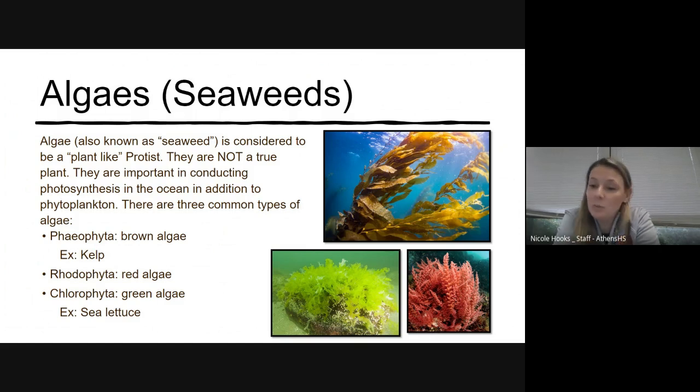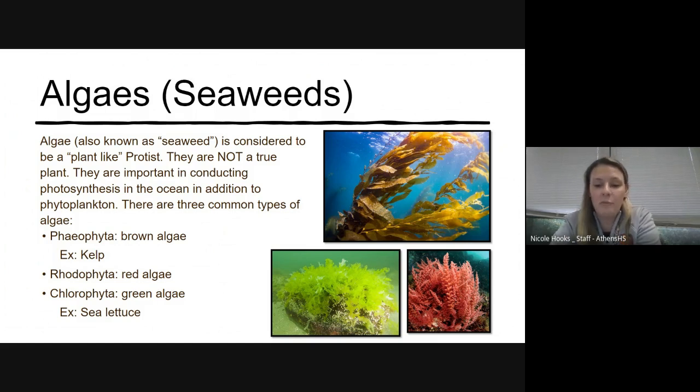There are three types. You will have to know those three types: Phaeophyta, Rhodophyta, and Chlorophyta. So Phaeophyta is brown, Rhodophyta is red, and Chlorophyta with chlorophyll is green algae. Actually, Phaeophyta and Rhodophyta have chlorophyll, but they're different types of chlorophyll, which make different pigments, the red and the brown pigment. Lots of times people think kelp is green. It is not. It is brown. It is a brown algae.